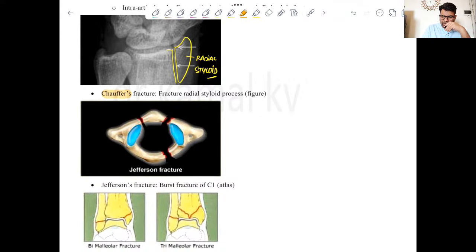Then Jefferson, how to remember it? Remember Sun 1. So this is cervical vertebra 1, which is ring shaped, okay? And this is actually the burst fracture of cervical 1. Okay, so that is Jefferson.